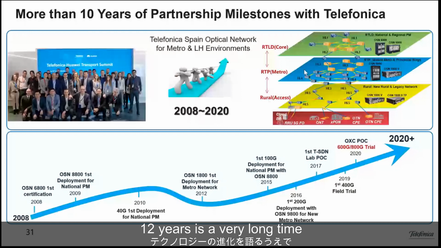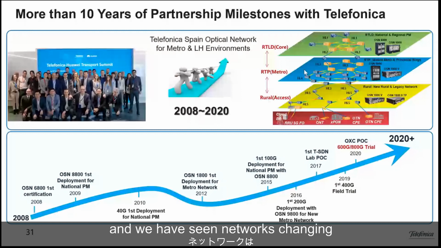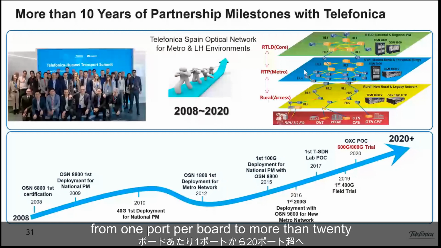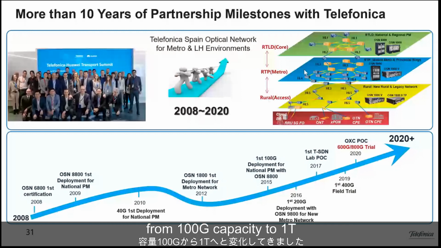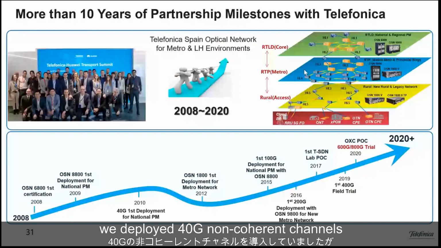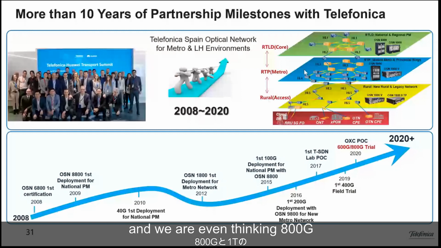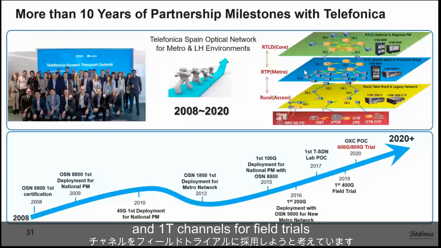12 years is a very long time when we talk about technology evolution. And we have seen networks changing from point to mesh topologies, from 1 port per board to more than 20, and from 100G slot capacity to 1 tera. At the beginning of the National Transport Network, we deployed 40G non-coherent channels, and today we are thinking in the next network with 400G channels, and we are even thinking in 800G and 1 tera channels for field trials.